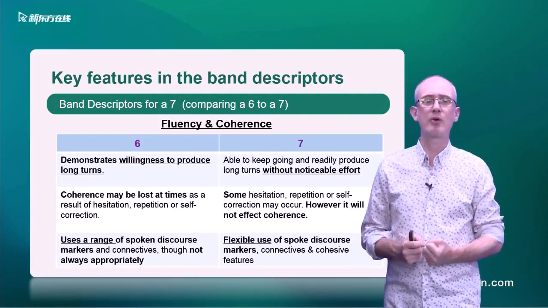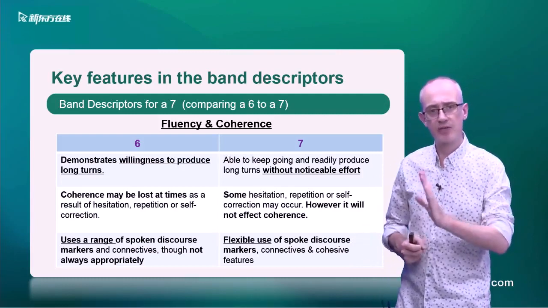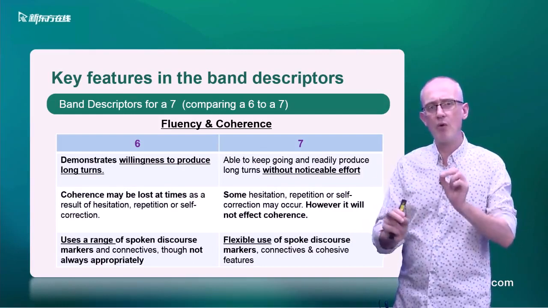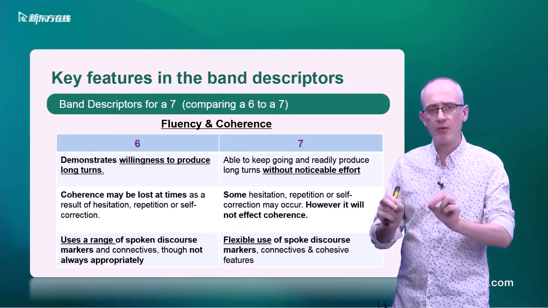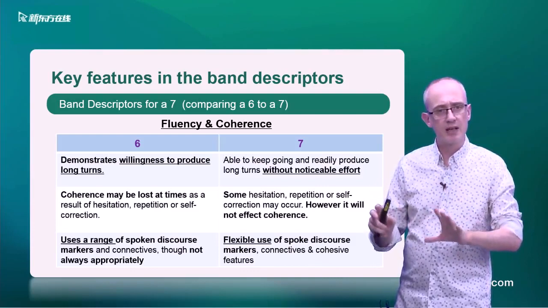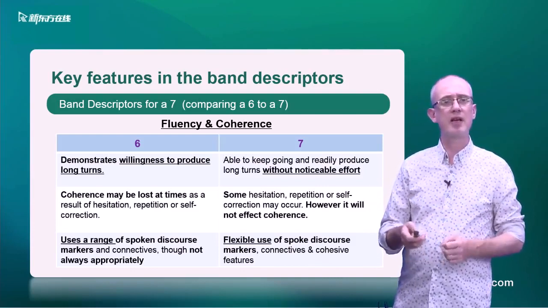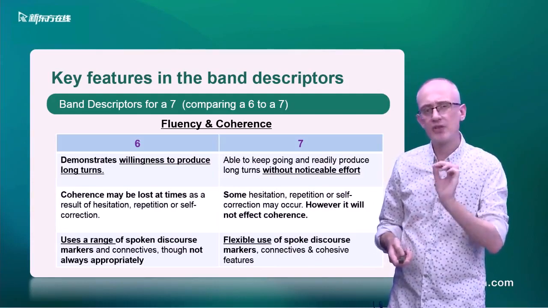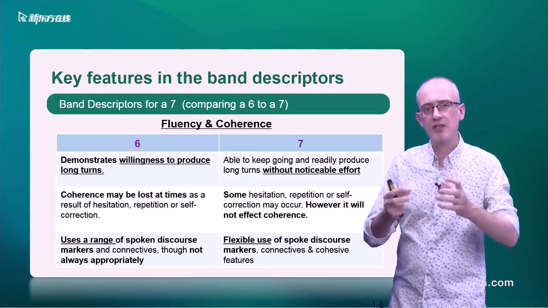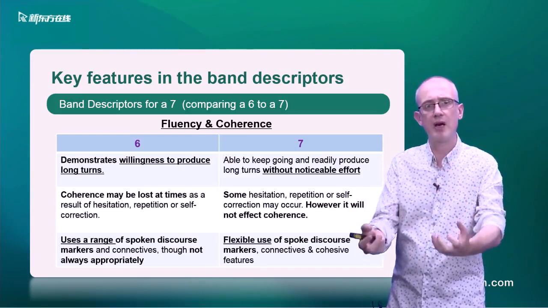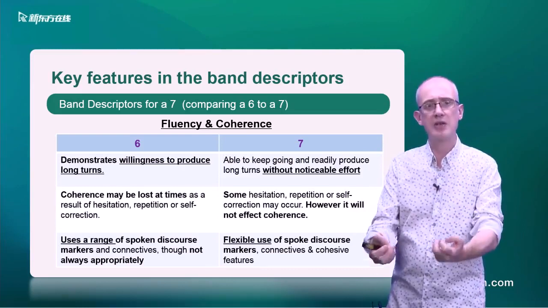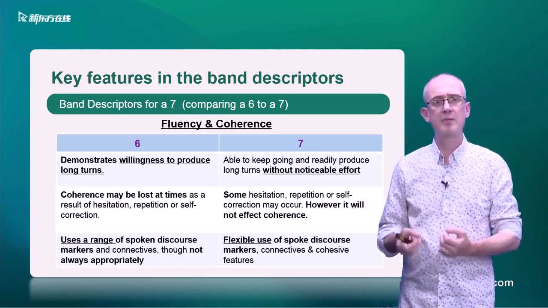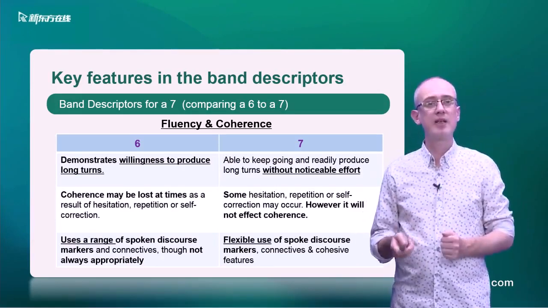So, use of range of spoken discourse markers, connectives, though not always used appropriately for a 6. Flexible use of spoken discourse markers. Again, for a 7 or more, we're talking flexibility. It means you know when to use them in a variety of places, like I say, in a way that a native speaker would have more awareness of. This awareness is not so easy to teach. It's a case of you getting in the right state of mind and really listening and absorbing and thinking when native speakers like me today are speaking to you.